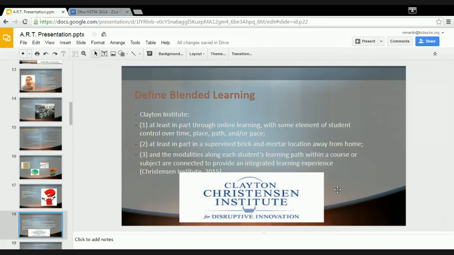So here's what I'm going to go to. I'm going to go to the Clayton Christensen Institute for Disruptive Innovation. If you have not had a chance to see these guys or read these guys or been to their website, please do so. It's a fantastic source. So here's how they define it. They say there are three pieces to blended learning. Number one, at least in part through online learning with some element of student control over time, place, path, and/or pace. So that needs to happen to be blended learning.